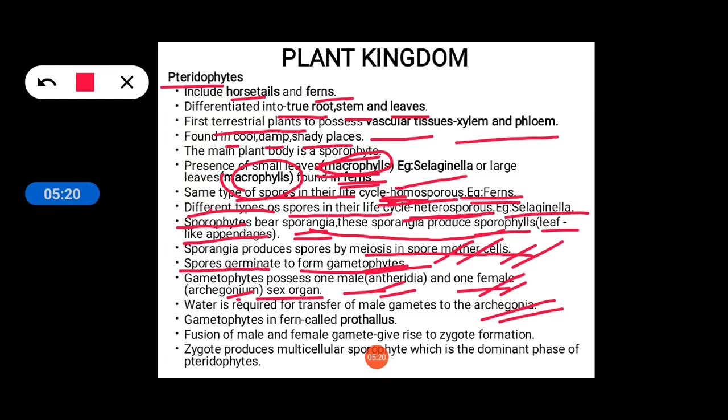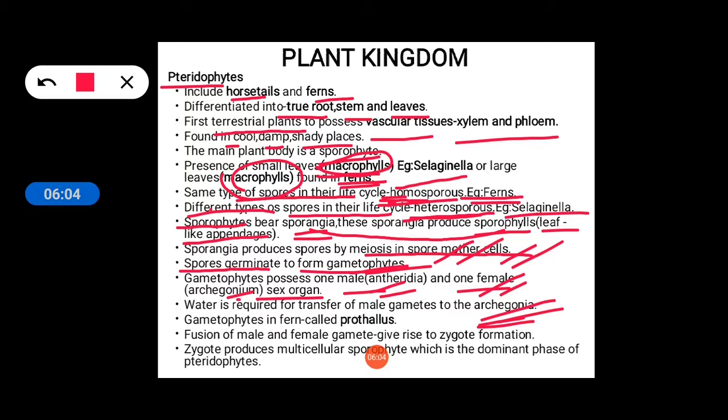Water is required for the transfer of male gametes to the archegonium. So we now have the sex organs, the male sex organ and the female sex organ. For the fusion of the gametes that come from these sex organs, there must be contact between these two gametes. It is one male gamete and one female gamete. But for this contact to occur, water is required. That means water is required for transfer of male gametes to the archegonia.